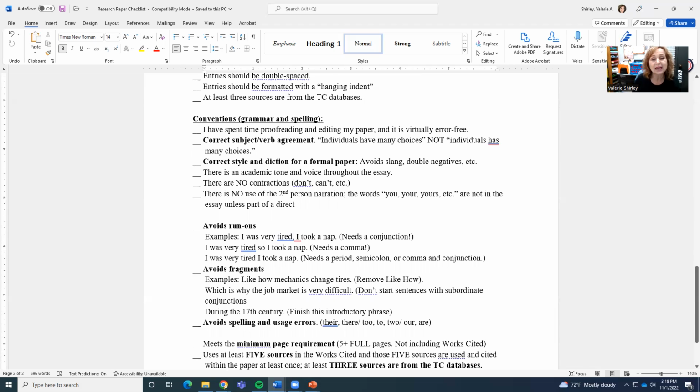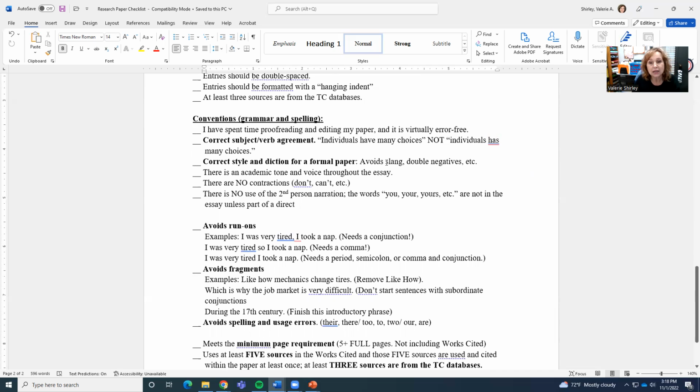Here are some common mistakes. A subject-verb agreement error is when my subject is "individuals" and I write "has many choices." Of course, we would use a plural verb with a plural noun, so we'll check for that.